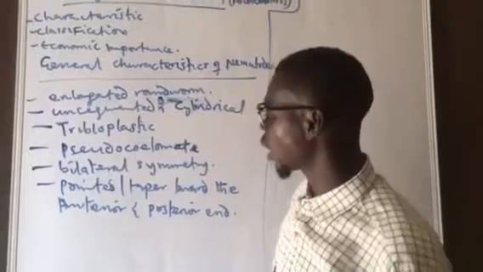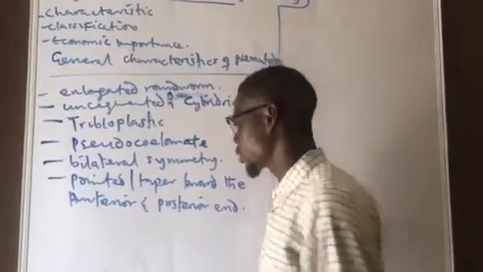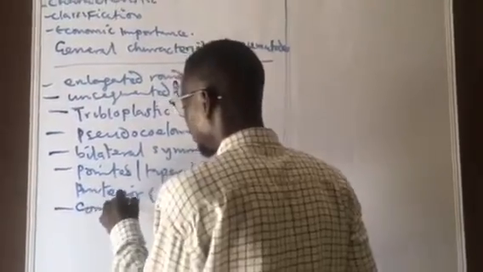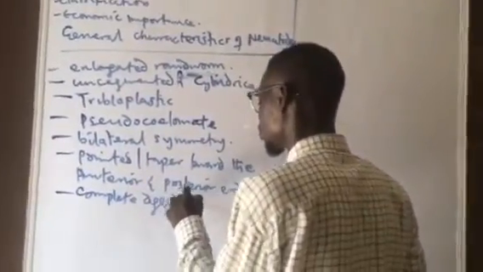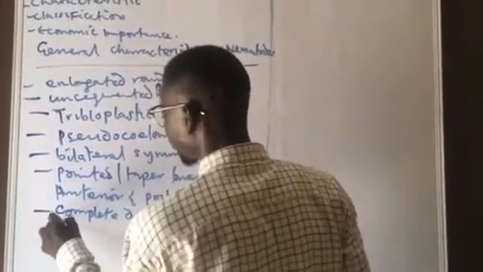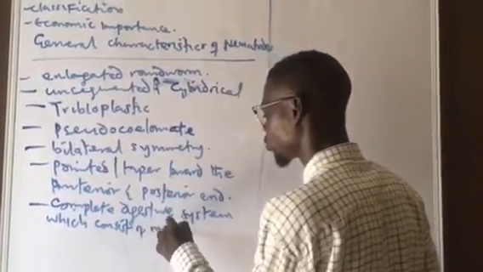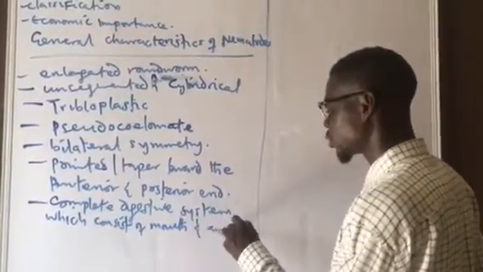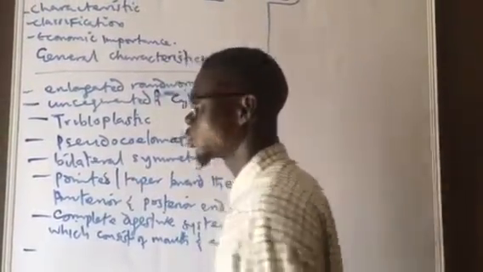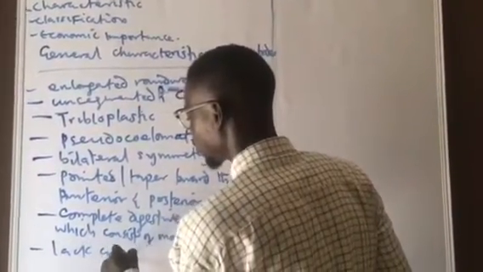This group are triploblastic. They are pseudocoelomate. They have bilateral symmetry. They have a complete digestive system, which consists of the mouth and the anus. That is a double opening. So they lack a circulatory system.